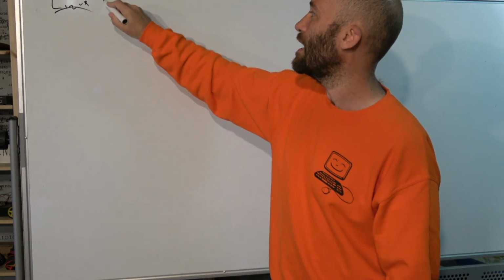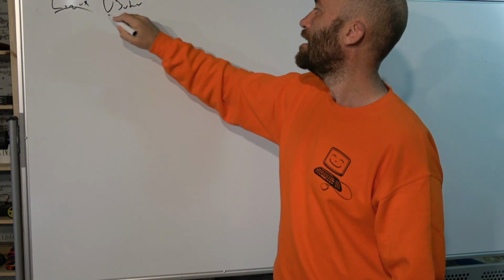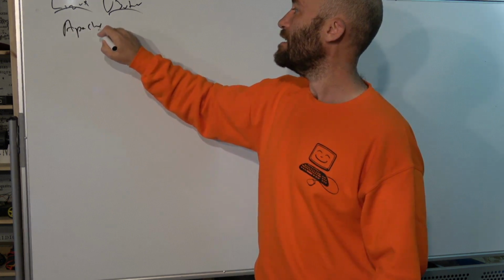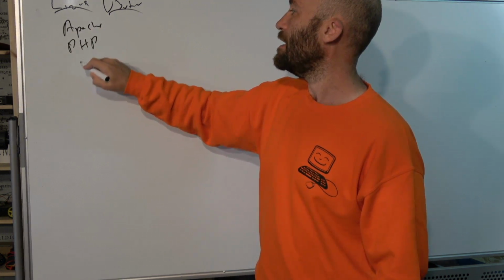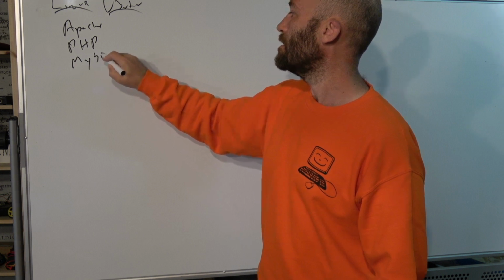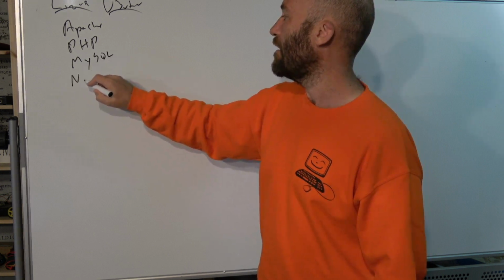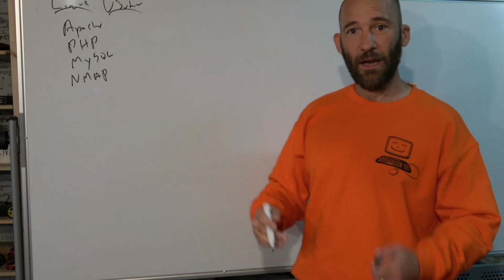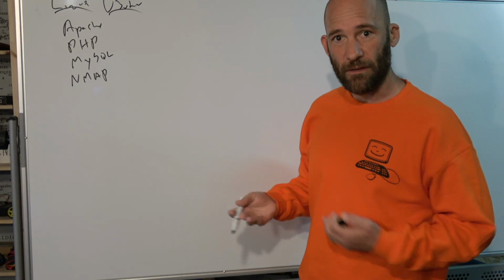So the first thing that we have to understand is that we have our nice little Linux box. So I have an Ubuntu Linux box. On this Ubuntu Linux box, I have Apache, I have PHP, I have MySQL, and of course I have NMAP. So these are all the utilities that we're going to be needing today to actually make this code work.